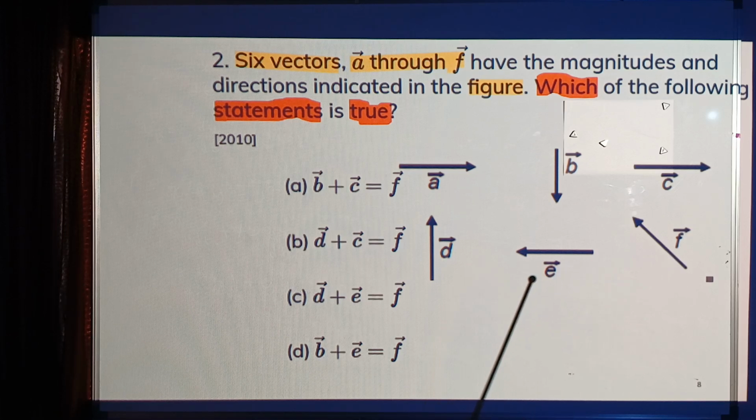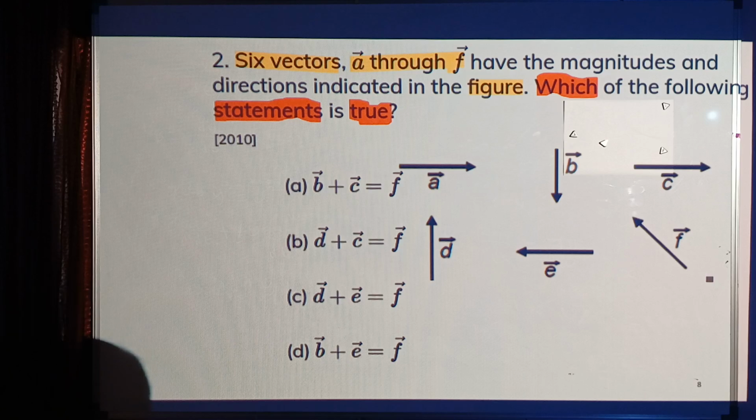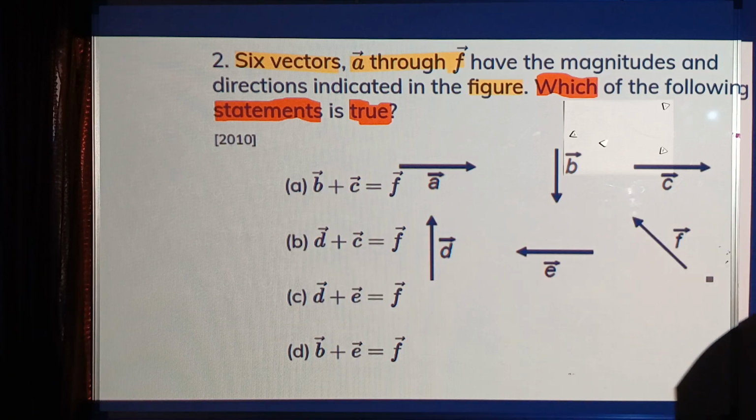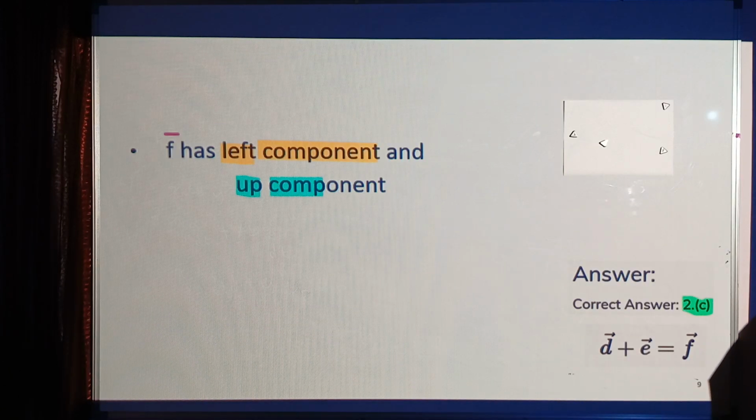So there is only one vector which is pointing towards left, which is E. There is no other vector, and there is only one vector pointing upwards, that is D. So D plus E should give F. So that is option C. C is the correct answer.